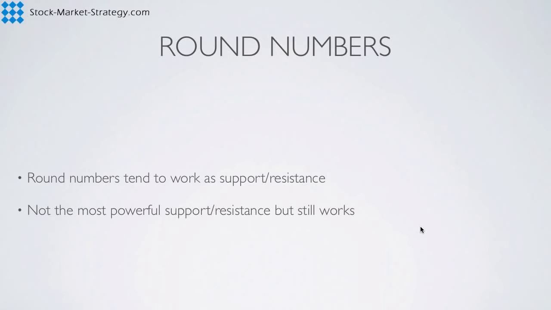Round numbers. They also work as support resistance. They're not the best, but they work. The reason why they work is because people look at these numbers to take profit or buy at these levels. So keep an eye on those round numbers, for example 10, 20, 30, 100, 200 and so on.